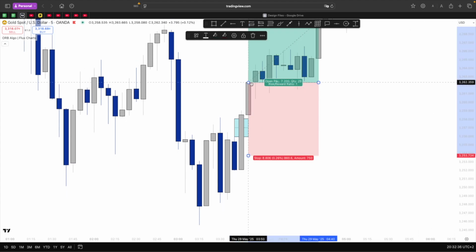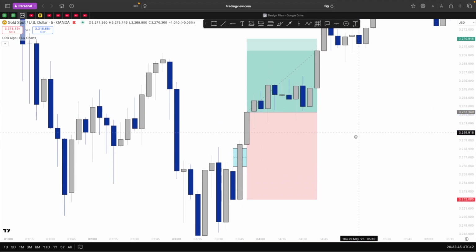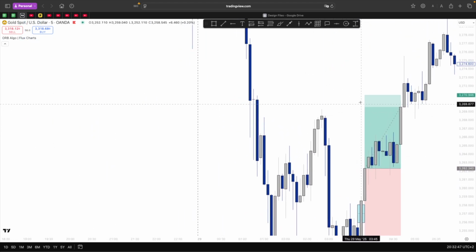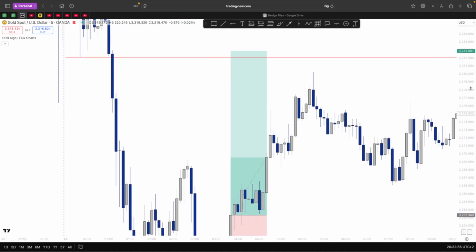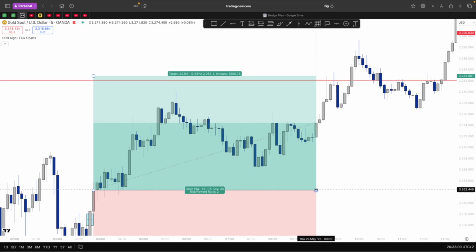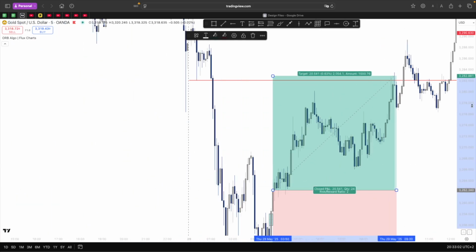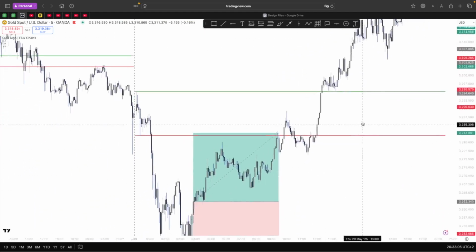Put your entry at the top, at the closure of the third candle, and your stops below here at the bottom of the body on the first candle. And then you are going to target a 1 to 2 risk to reward trade. And let's see if this one gets hit. There we go. And as you can see, perfect trade right over there, and price just continued up for the rest of the day.